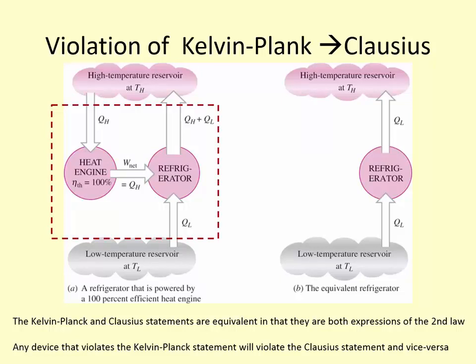So the equivalent system, if we condensed it down, would just be QL going from a low temperature reservoir to a high temperature reservoir. So violating the Kelvin Planck statement also violates the Clausius statement, and they're both equivalent in terms of the second law of thermodynamics, just that we can't create work 100% from heat, and we can't transfer heat to a higher temperature reservoir without adding work to it.